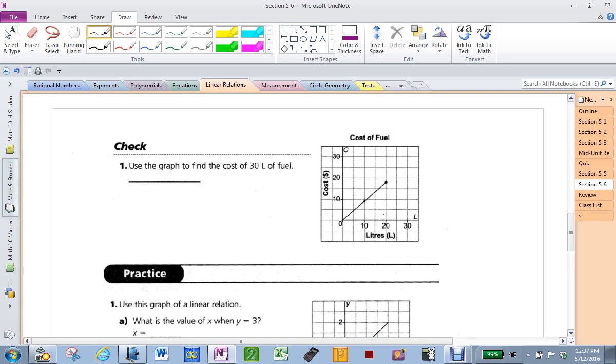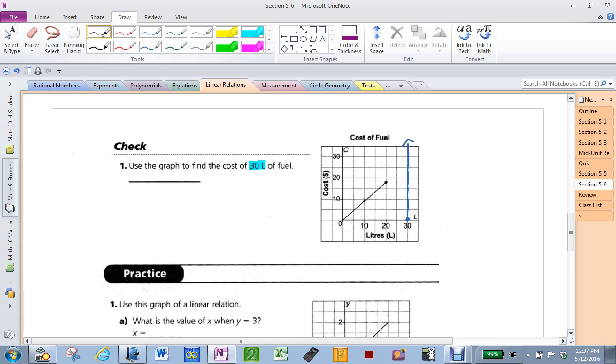Okay? So how are we going to do this? 30 liters. Where do I go? The x or the y-axis? Why the x-axis? Because I have a liter. So I go out to 30 and I do what? Go up. Oh, no! There's nothing there.